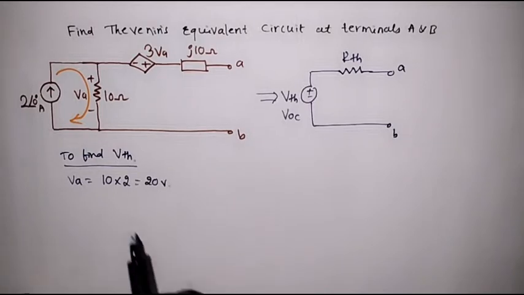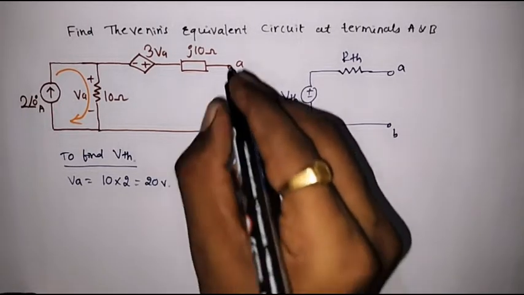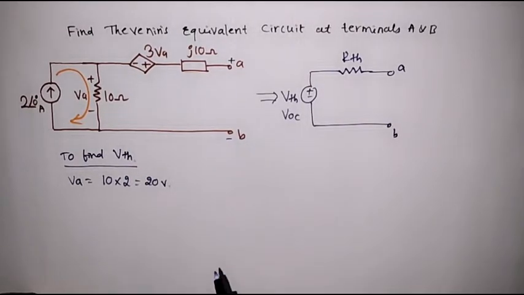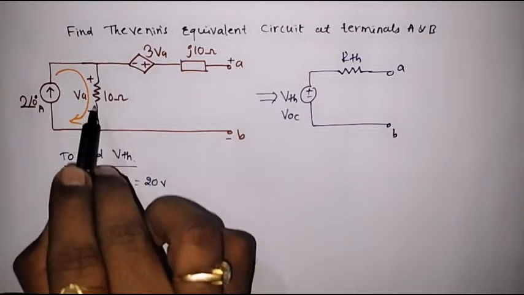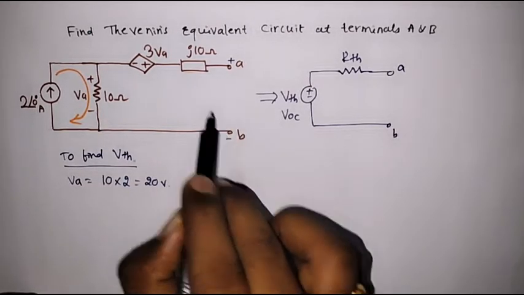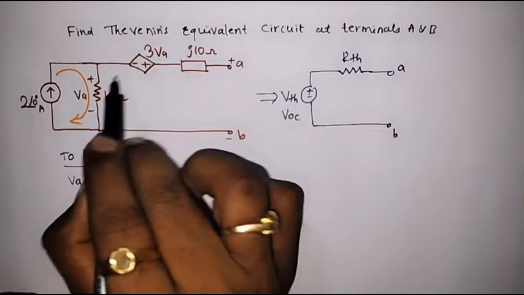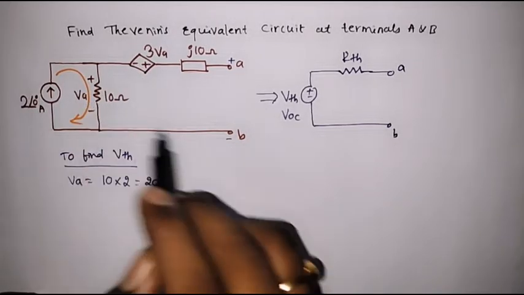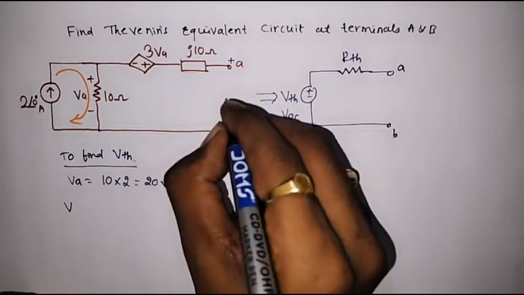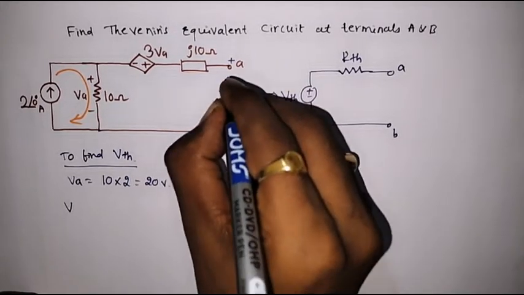So now we'll calculate VAB or VTH. Assume that this is the positive terminal, this is the negative terminal. So now I'll apply KVL to this path. That is, the voltage between these two is equal to this voltage plus the voltage drop across the 10 ohm resistor.